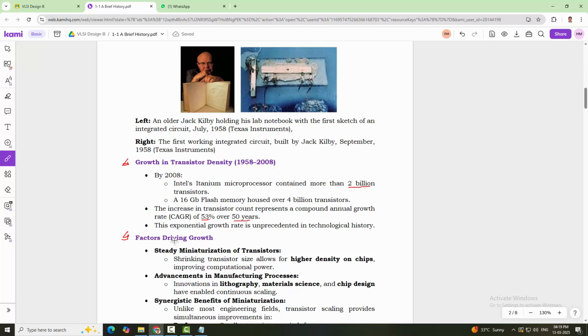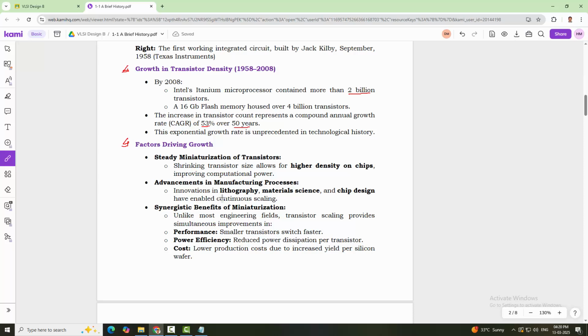If you look at the factors driving the growth of transistors, the following are the points to be noted. Number one is the steady miniaturization of transistors. As we know, day by day transistor size is getting smaller. Shrinking the transistor dimension allows higher density per chip, which will improve the computational power, of course. The more transistors, the more computational power. That is the factor responsible for driving the growth of the transistor.